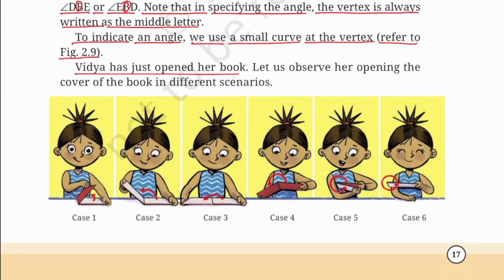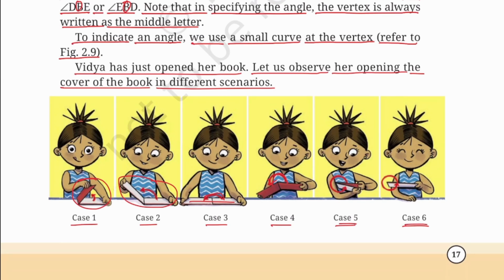Vidya has just opened her book. Let us observe her opening the cover of the book in different scenarios. You can see case 1, case 2, case 3, case 4, case 5, case 6. In the first case, the book is slightly opened. In the second case, the book is opened more. In the third case, you can see a straight opening. In the fourth case, the book is inverted more and more.